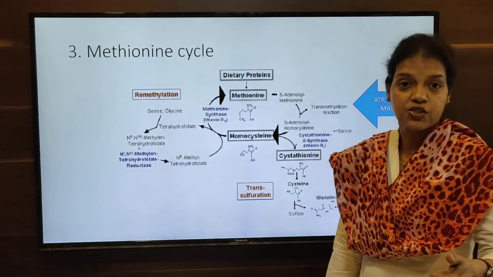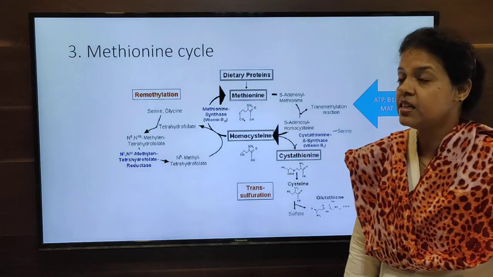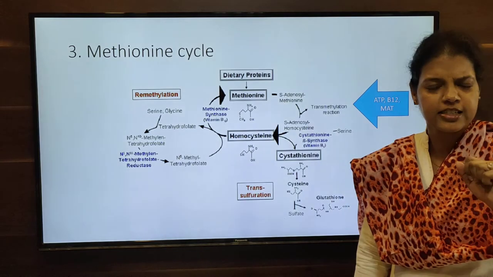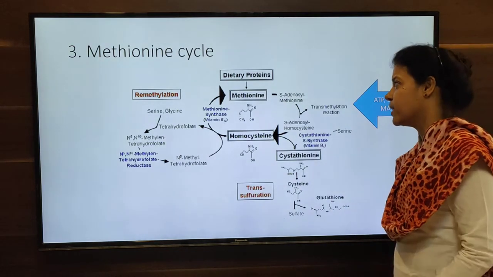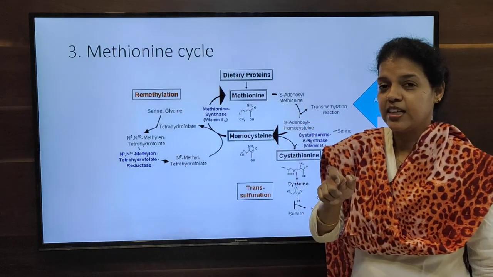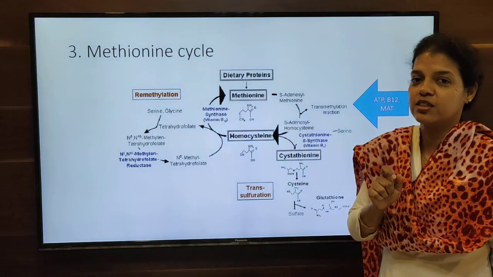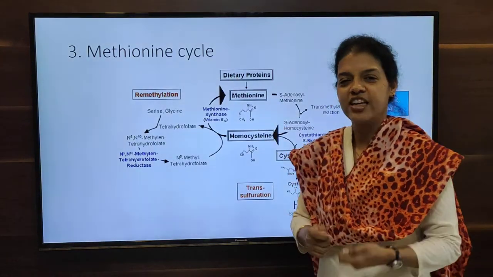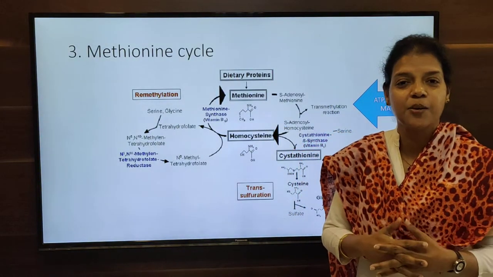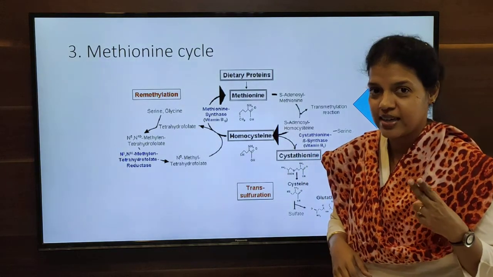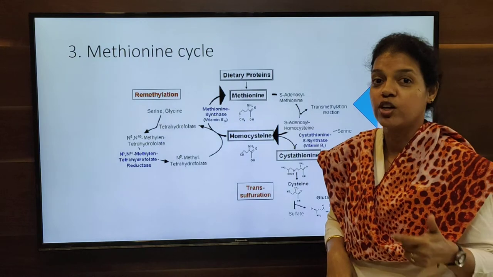So far we've seen histidine, we've seen serine and glycine. Now we go on to the next amino acid, which is methionine. This is another interesting amino acid because, as the name suggests, it is methionine. If you remember, I had written an abbreviation as MET. So this is a very interesting point. The methionine cycle is a meeting point of two essential nutrients, which are folate and B12.